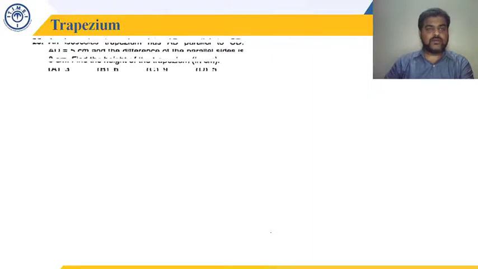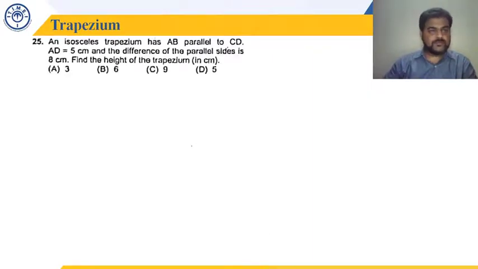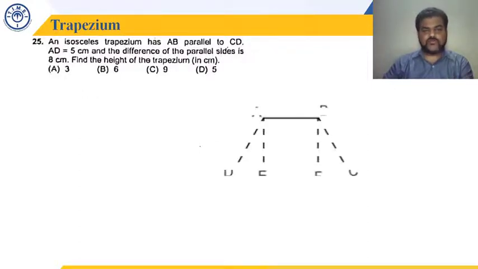Let's look at an example for trapezium. So we have an isosceles trapezium. AB is parallel to CD, AD is equal to 5, and the difference of the parallel sides is 8 centimeters. So find the height of the trapezium. Okay, let us draw a figure first.